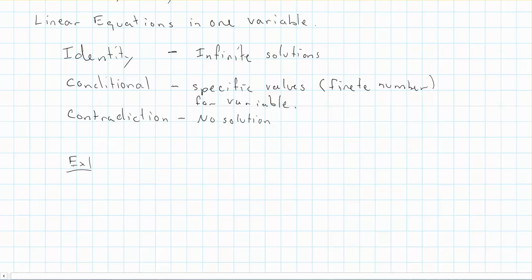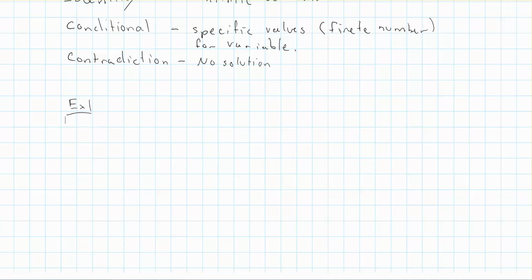Let's look at the first example. I'm not going to write the directions down. Each of these examples is going to be the same. We're going to solve it and then determine if it's conditional, contradiction, or identity. So I have 2 quantity x minus 1 equals 2x minus 2. Now we're going to solve this, and this will get us into how we can determine if we have an identity or contradiction. First, we multiply everything out using the distributive property. So you have 2x minus 2, and this is equal to 2x minus 2.